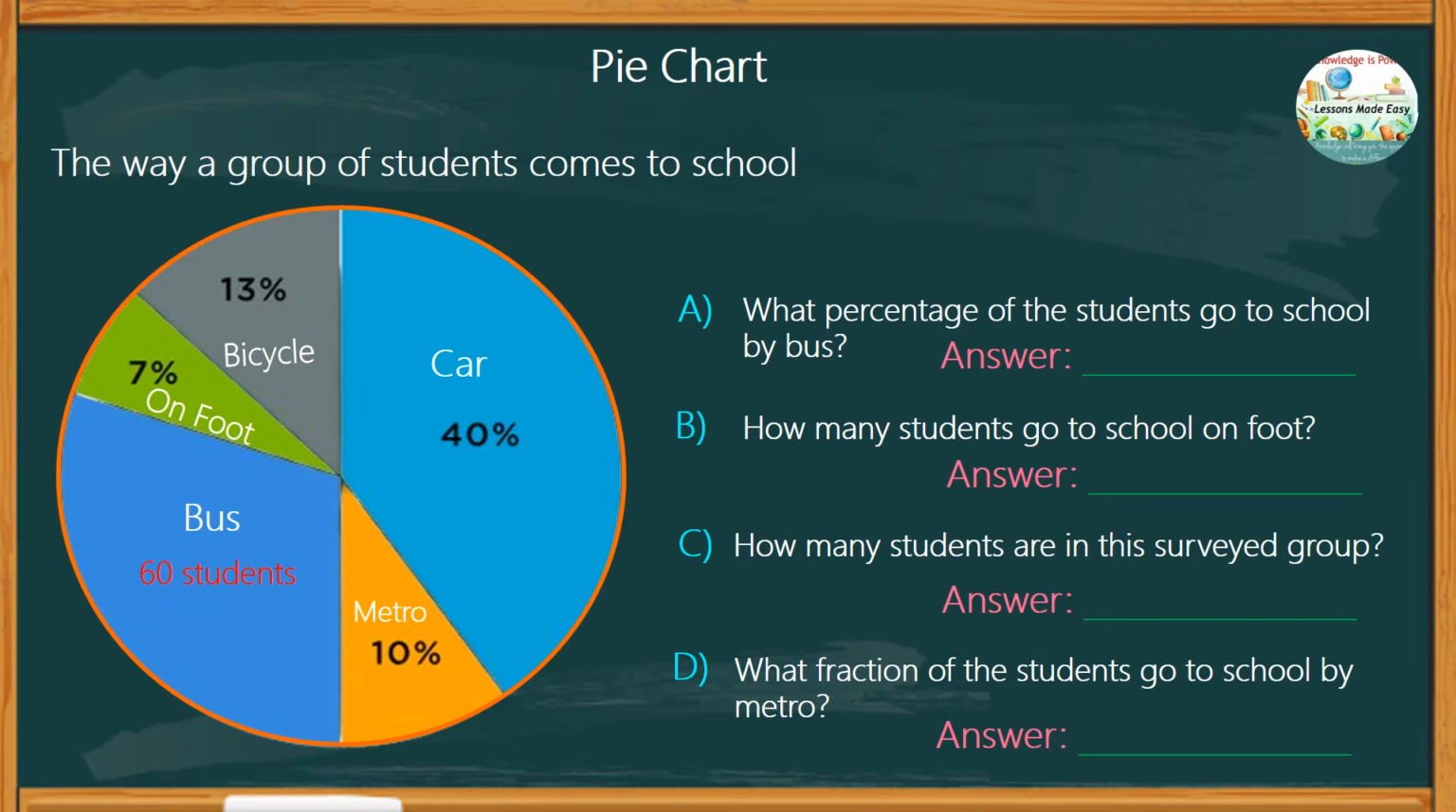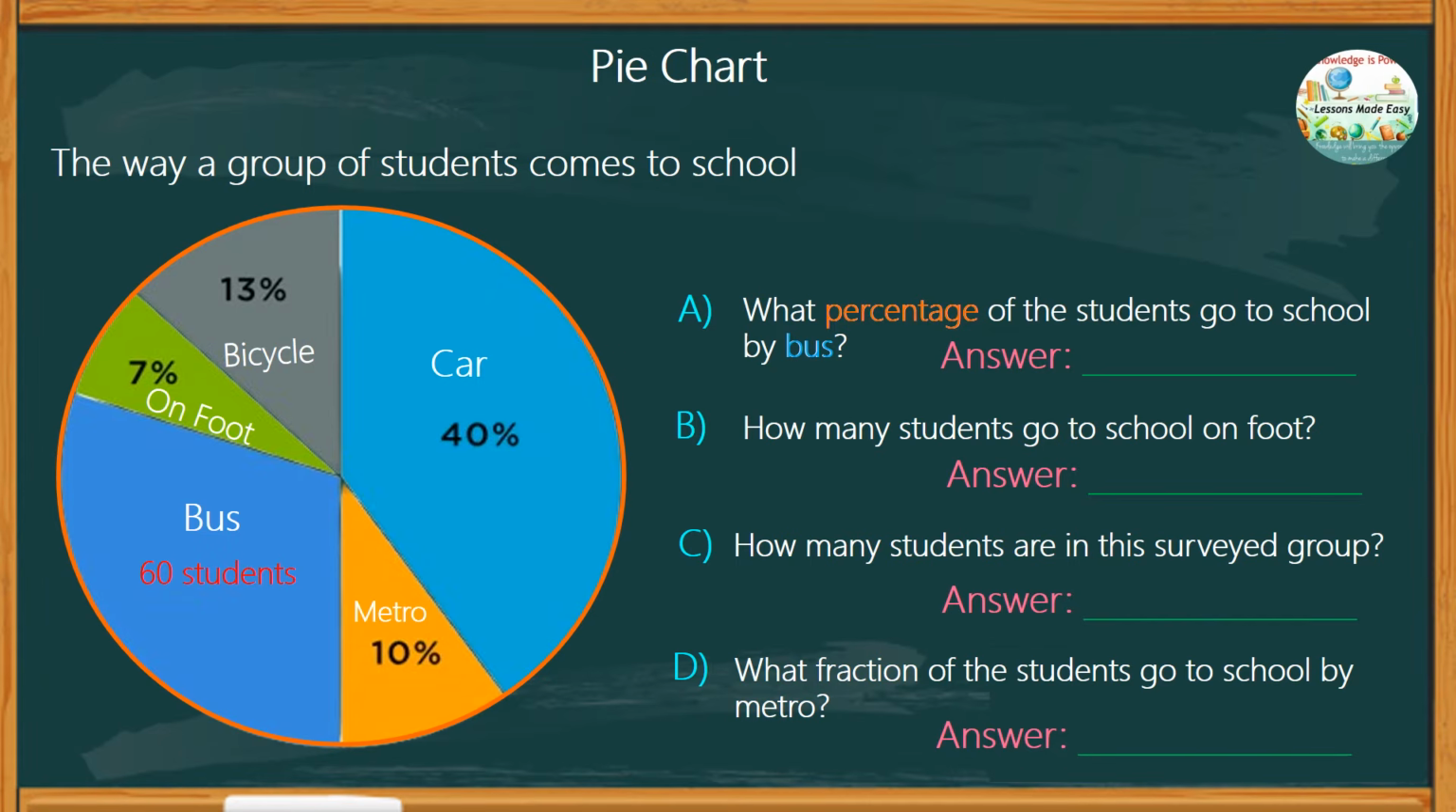For the first question, we need to find the percentage of the students who go to school by bus, which is pretty easy. All we have to do is add the percentage of all the other ways the students go to school. 7 plus 13 plus 40 plus 10.